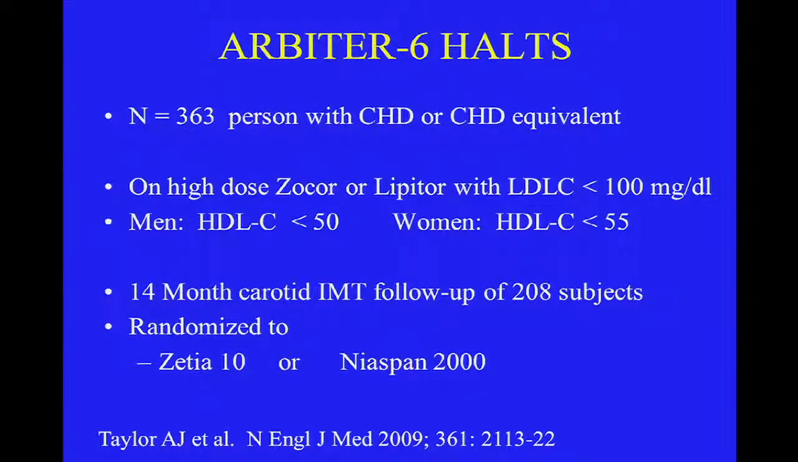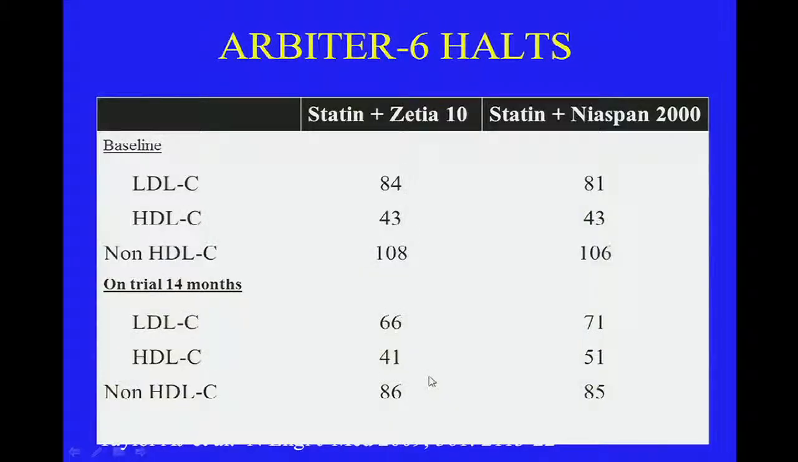So let's go over some of the trials that have been done just to ask those questions. ARBITER 6-HALT was a small study. It was a carotid IMT study, 363 people on high-dose Zocor or Lipitor, so they had this low LDL of less than 100. And the women and men had slightly lower HDLs. They're at the bottom 50th percentile. 14-month carotid IMT, and they randomized to Zetia or Niaspan 2000. There was no placebo group in this.